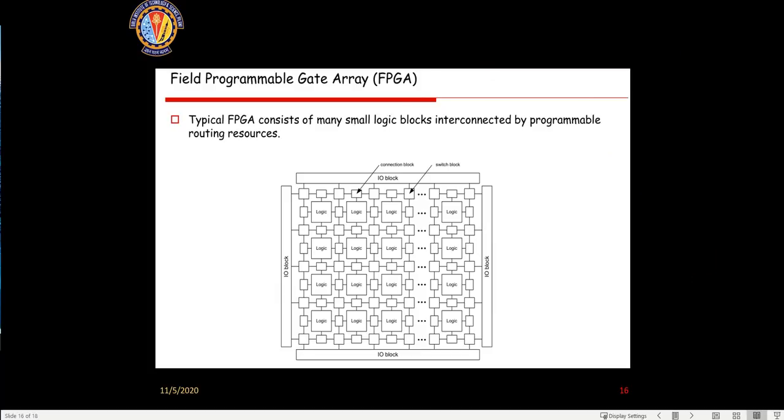Sir, and each logic block, how big will those be? They will be nanoscale. They are all CMOS these days. So once I say an FPGA is 3 inch by 3 inch or maximum 4 inch by 4 inch, inside that there will be millions of transistors. So these logic blocks will be in nanoscale dimensions.